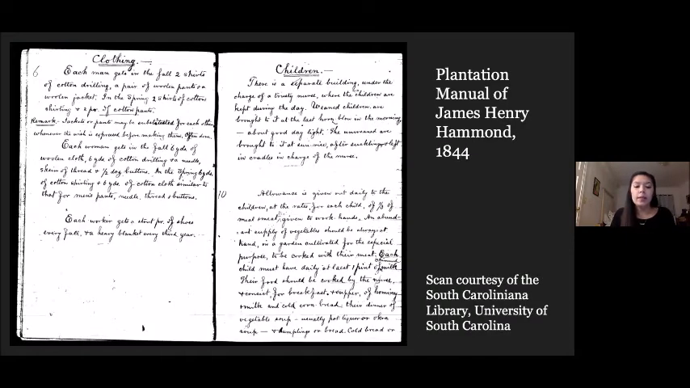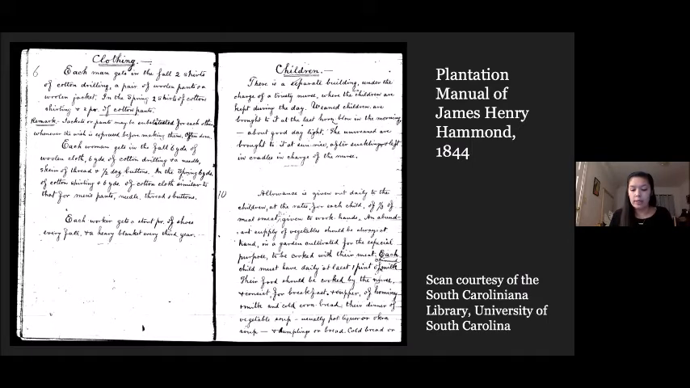South Carolina planter James Henry Hammond's 1844 plantation manual includes a separate section regarding the care of enslaved children. He mentions a nursery where the children are kept during the day. Hammond also noted the children's diet. "Allowance is given out daily to the children at the rates for each child of 1/3 of meal and meat given to work hands. An abundant supply of vegetables should be always at hand in a garden cultivated for the especial purpose to be cooked with their meat.